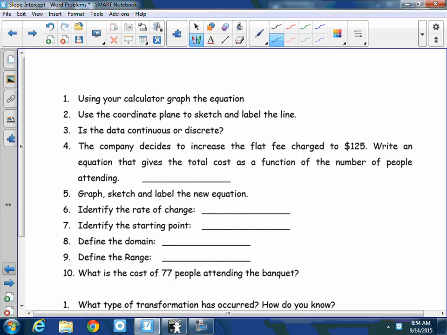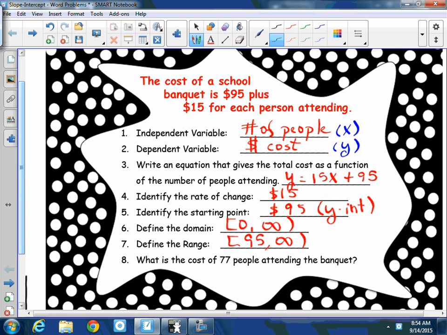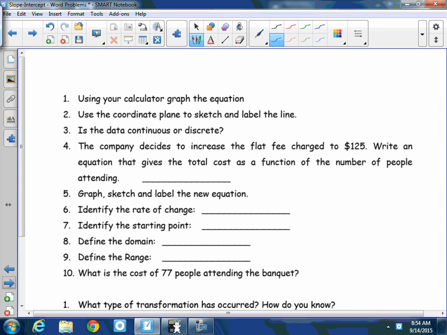Really? You're going to have half of a person? What do you need to take a look at when you are deciding if a graph is continuous or discrete? Where do you need to take a look? Right there. Your X. And what is your X? The number of people. You cannot have half of a person. So this graph is not continuous. What is it? Discrete.